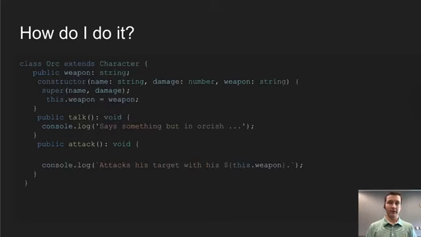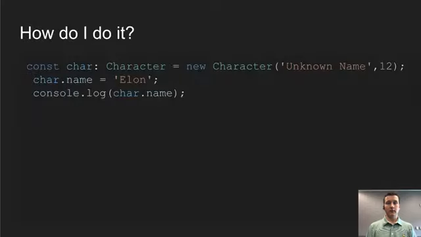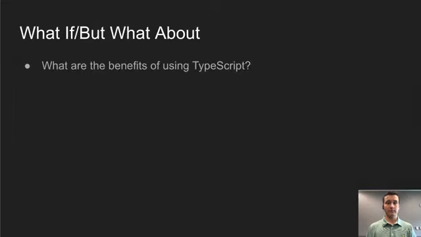This is a continuation of the example here. Now give it a shot. So, here's a solution. We create that new character with a name, and we set the character name to Elon, and then we console out that name.